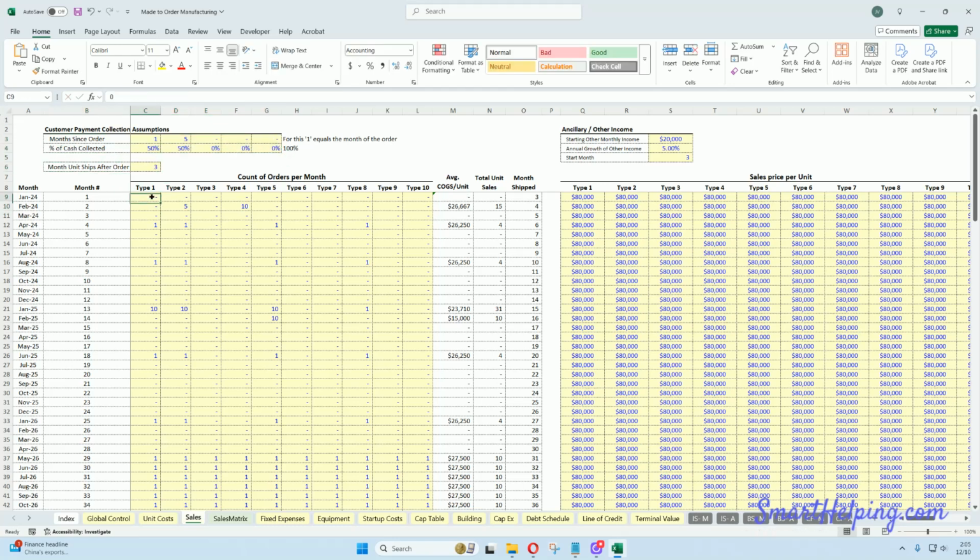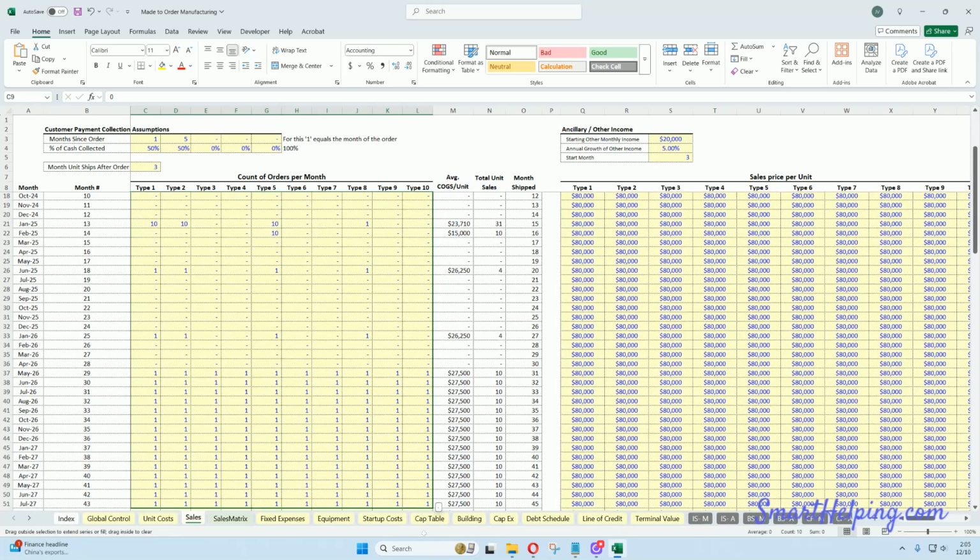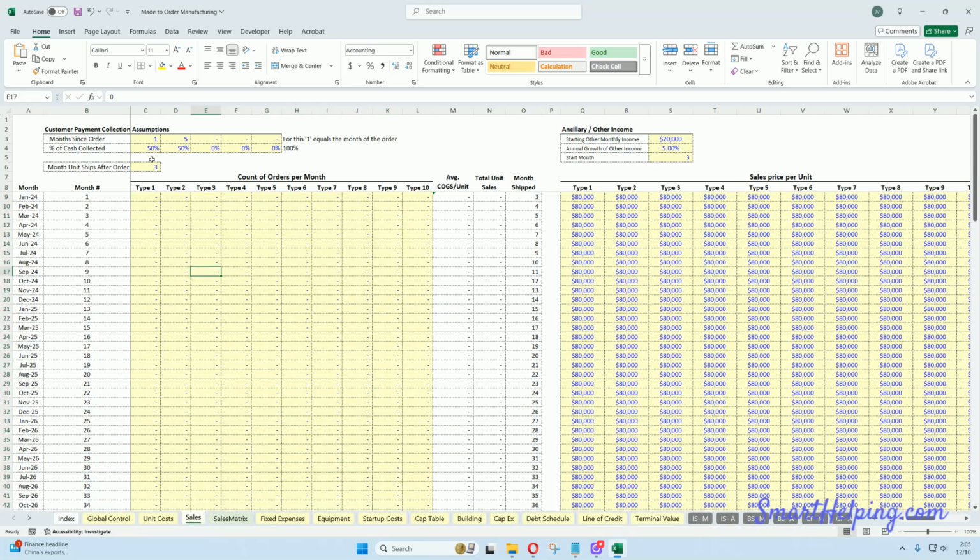And I can show you, let me just zero out all of these items here. So let's say we're looking at unit type 1, $80,000, and let's say one item is ordered from a customer in month 1, and we collect 50% of this 80,000 in month 1 and 50% of the 80,000 in month 5. Now, everything's triggered off of the order month, which would be right here, month number 1 in this case. And we're saying the unit ships 3 months after the order happens.